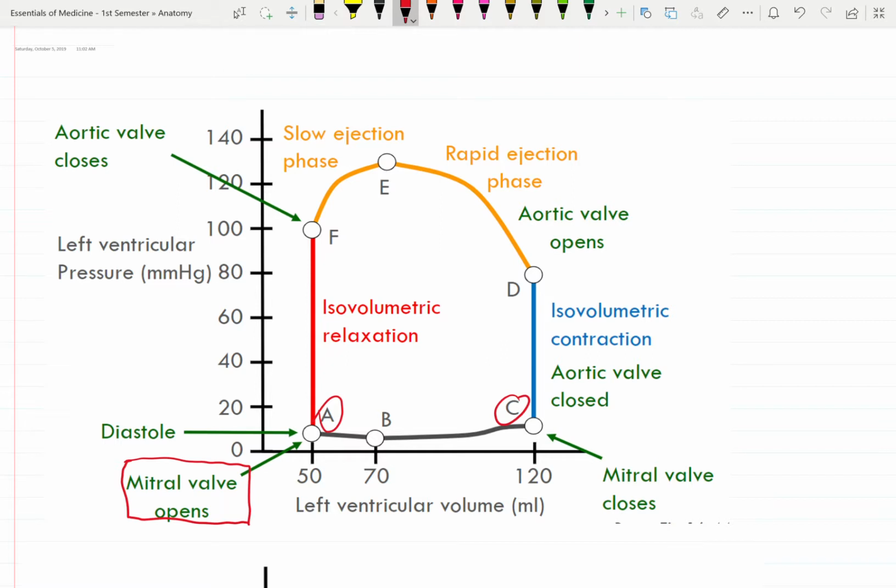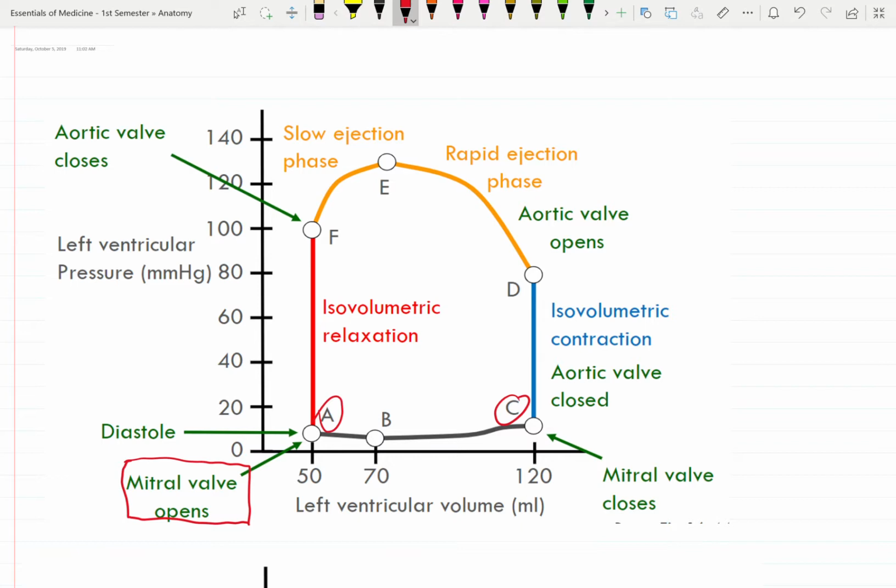Alright, so I'm going to be talking about the cardiac cycle. The cardiac cycle talks about the pressure-volume relationship or loop, and it refers to the pumping capacity of the heart, where pressure and volume changes are observed as the heart contracts and relaxes.